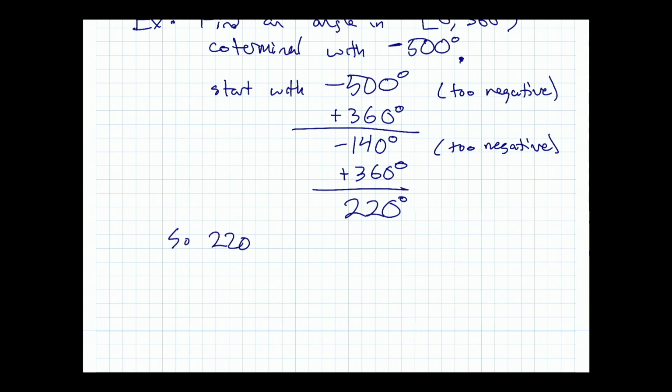So 220 is coterminal to negative 500 degrees. All right. And I believe that that's everything you need on this homework. But rather than stop the video right this second, I'm just going to jump through the questions real quick.